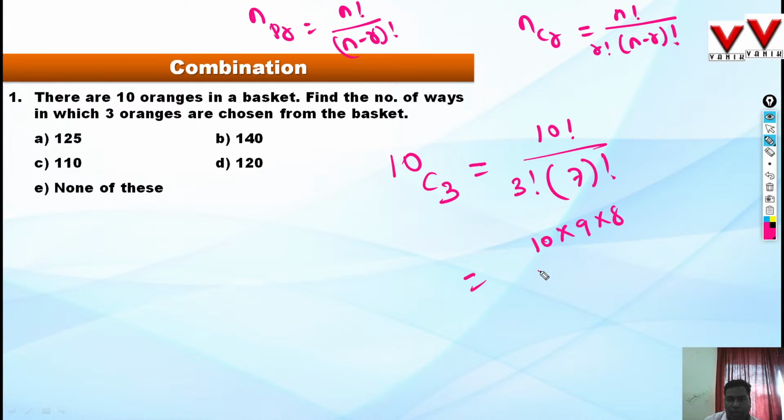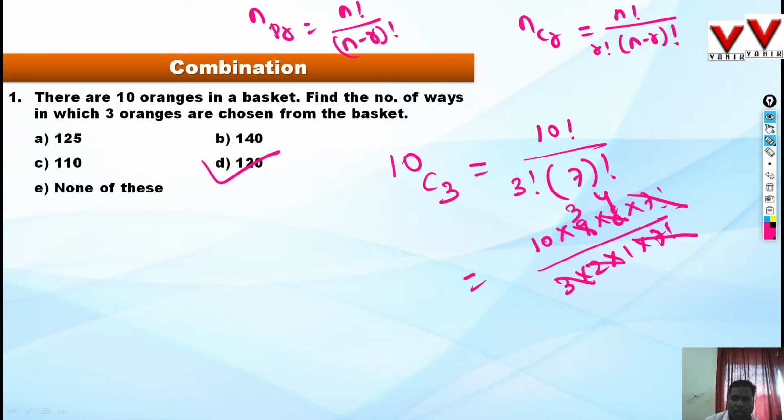Divided by 3 factorial means 3 into 2 into 1 into 7 factorial. 7 factorial cancels. 3 threes are 9, 2 fours are 8, 4 threes are 12, 12 tens are 120. Option D is our answer.